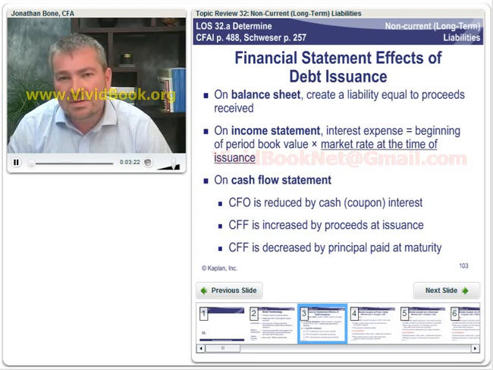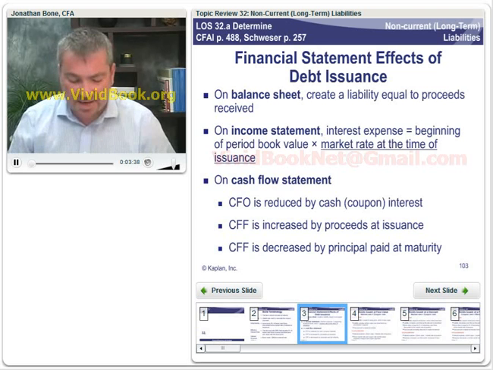Now, of course, we also have impacts on our cash flow statement. CFO each period is going to be reduced by the coupon that's paid out on the bond. CFF is going to increase when the bond is issued by the proceeds received, and CFF is going to decrease at maturity by the principal that is paid out.